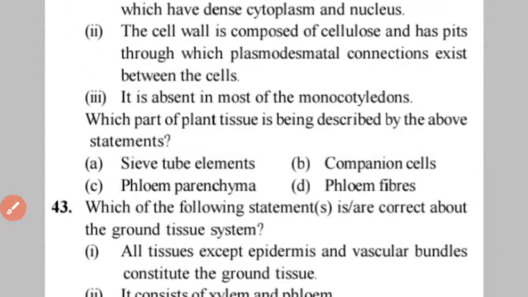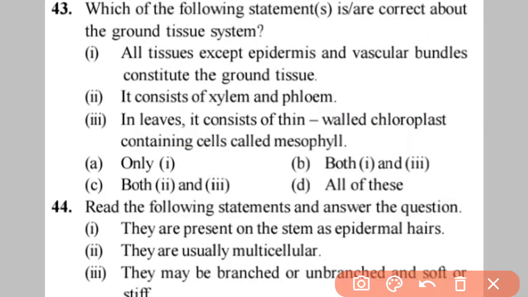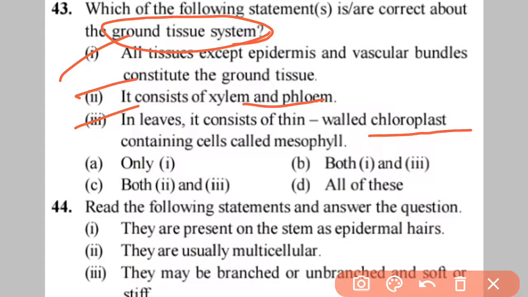Let's move on to the next question. Question number 43. Question number 43 is, which of the following is correct about ground tissue system? So first is, all tissues except epidermis and vascular bundles constitute the ground tissue. Second is, it consists of xylem and phloem. Third one is, in leaves it consists of thin walled chloroplast containing cells called mesophyll. So which one is correct here? First and third is correct.